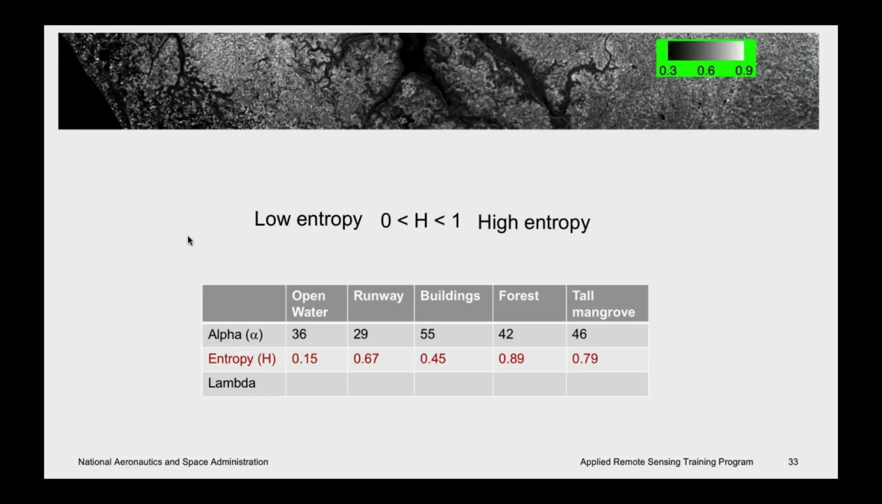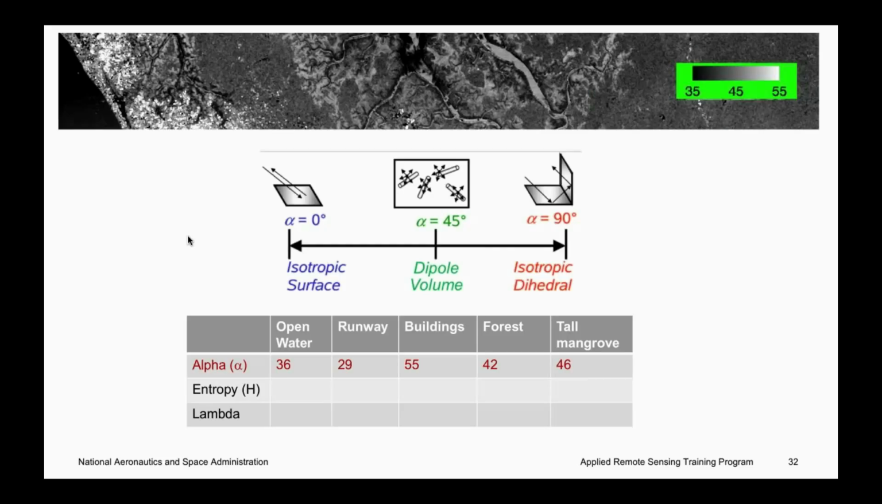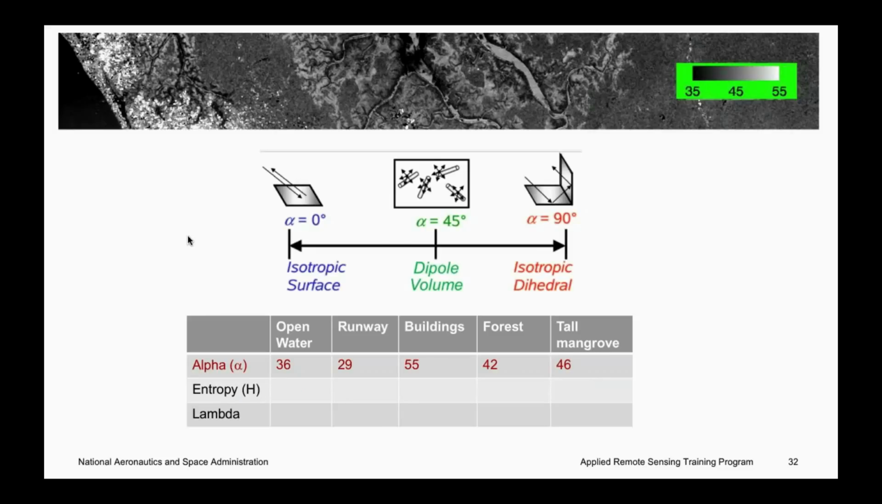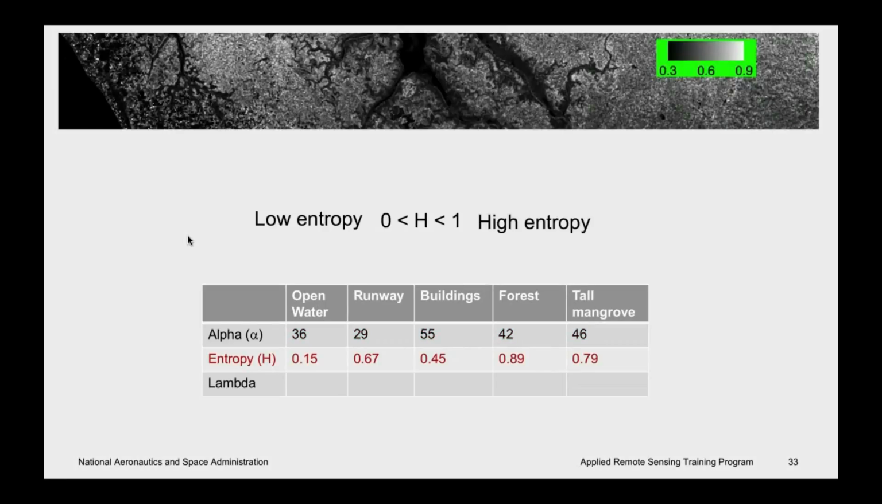Then this is a map of entropy. You can see how the results are different from what you see with alpha. So we're getting complementary information here. With entropy, you can see that calm water has very low entropy values. So entropy can go, again, from 0 to 1. And then the runway also has somewhat higher entropy values, as well as buildings. And the highest entropy you see is the forest and tall mangroves.